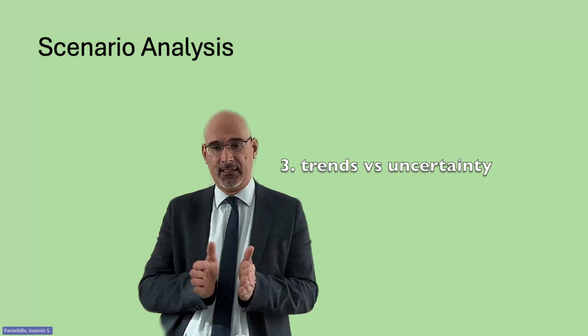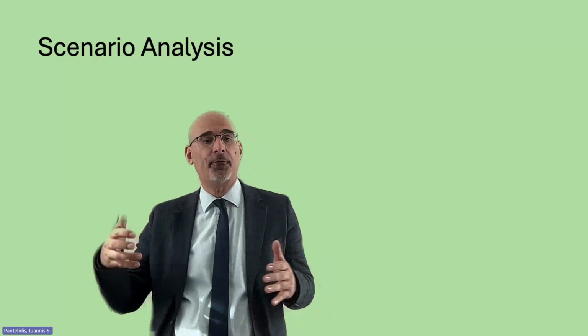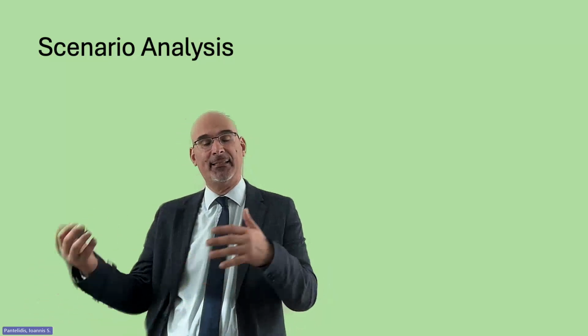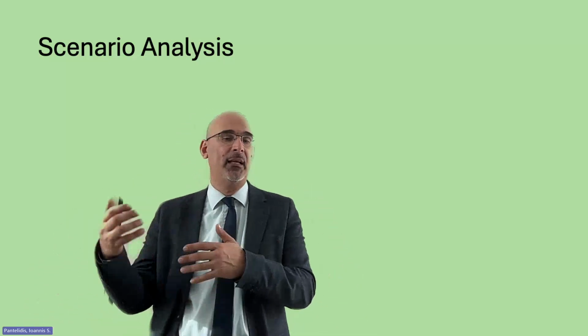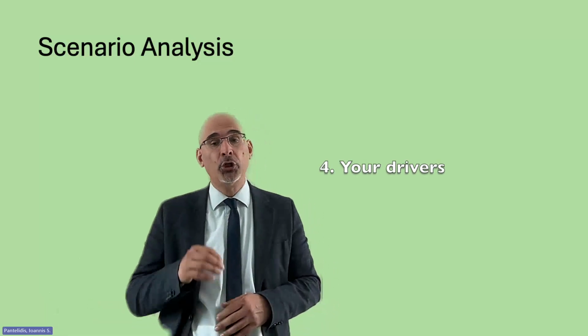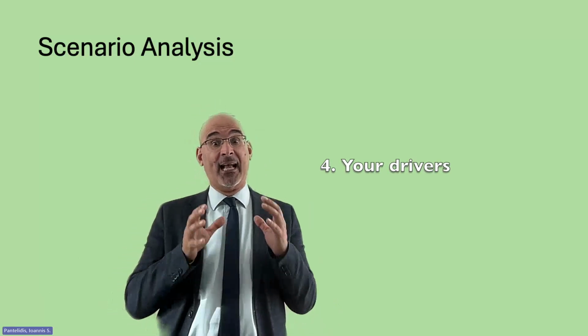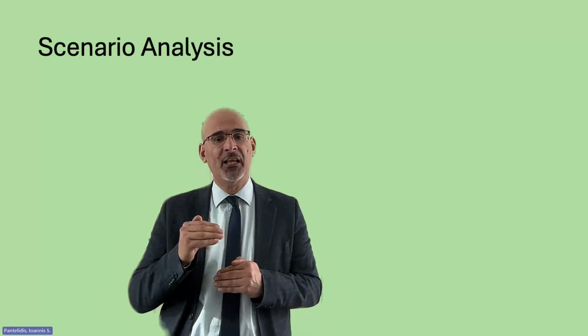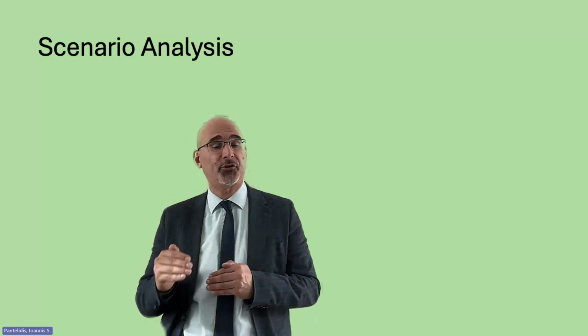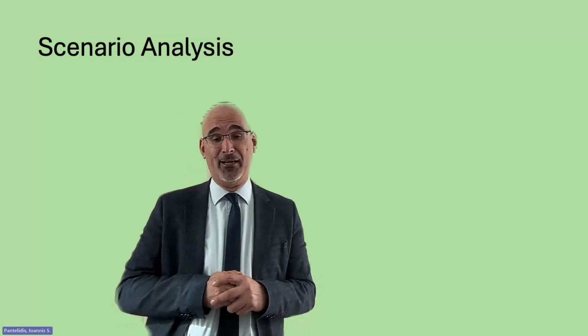Number 3, distinguish between trends and uncertainties. Not everything is uncertain. Separate known trends, for example, aging population, from critical uncertainties, such as political stability or AI adoption rate. Number 4, choose 2 high impact, high uncertainty drivers. Plot these as axes in a 2x2 matrix. This gives you 4 coherent but contrasting future scenarios, the sweet spot for robust exploration.